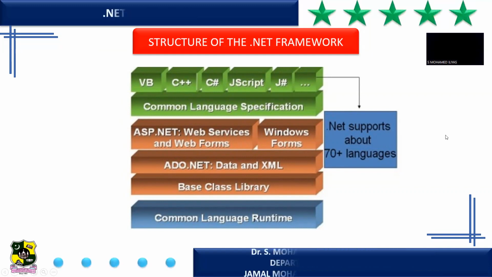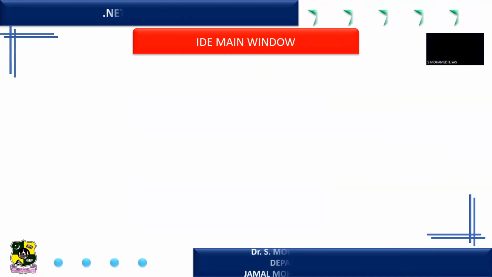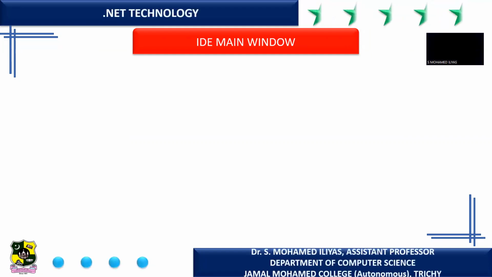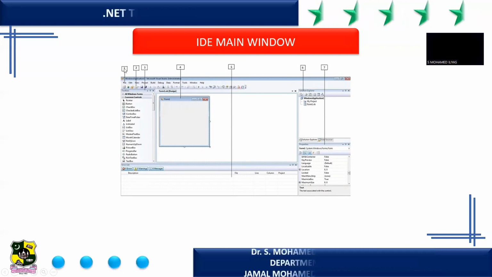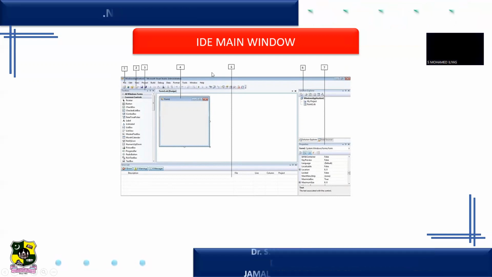So next we move on to the next topic, IDE Main Window. What is the IDE Main Window? IDE means Integrated Development Environment. It is the main window that brings the various development environments into a single place. So here I can show the picture of the IDE main window. Here we see the main picture of the integrated development environment main window, and I have pointed out the various components that are combined here.